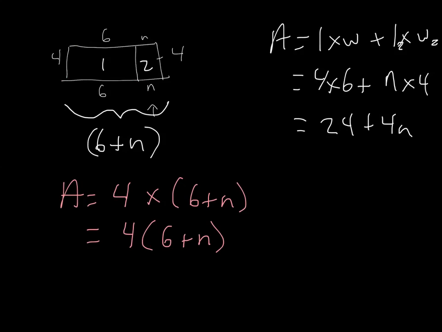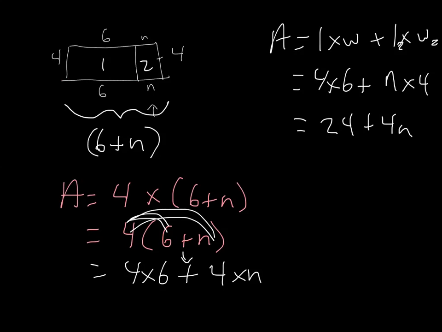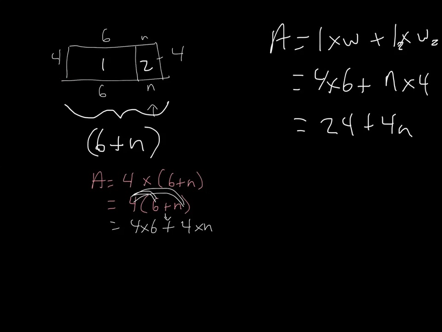Now, I can expand this, and the way I expand is to take this number times this number and then add it to this number times this number. So it's this and this. And that's often how you'll see it written down. This first one is 4 times 6. Then we're going to bring the plus right down. And then this second one is 4 times n. Sorry, I just had to make it a little smaller there. It's going to equal 24 plus 4n.